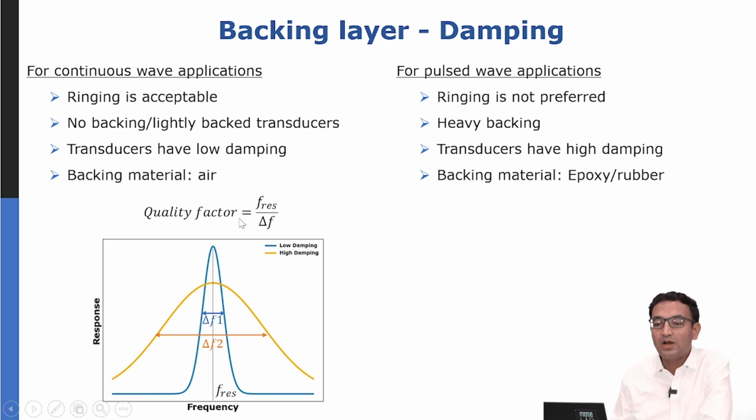So this is a high quality factor, which is preferred for continuous wave applications. But for pulsed wave applications, we want high damping, and thus the quality factor will decrease, because the resonant frequency may remain the same in this case, but the delta f, or the width of this resonance, will drop. In fact, when you have damping, the resonant frequency also shifts down a little bit, but that can be compensated for by design.